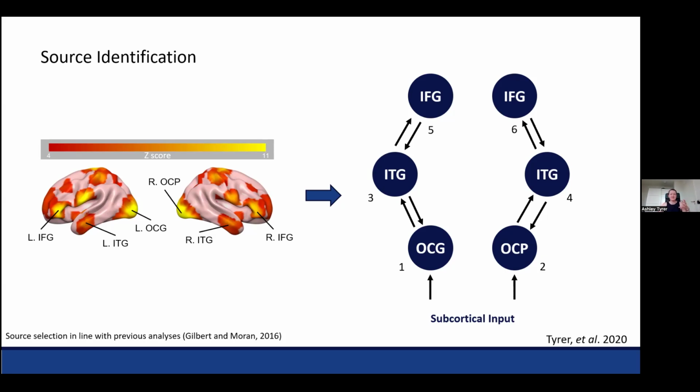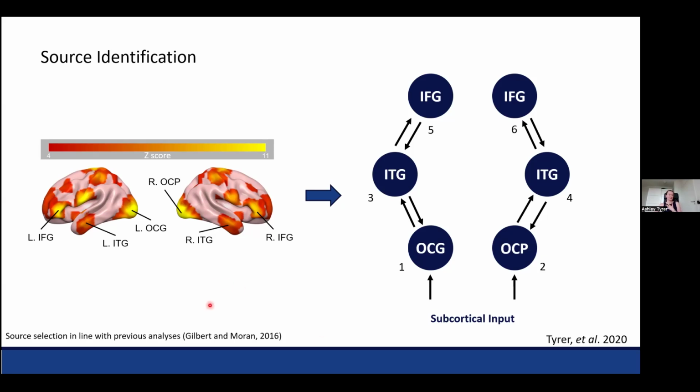So we identified 6 sources of activity based on this. It was both based on the 3D source reconstruction, but also based on the relevance to the task. Based on the previous literature, what regions of the brain would we expect to come up in this paradigm, and also previous analyses conducted by Jessica Gilbert and Rosalind Moran, who originally collected the data back in Virginia Tech in the US. So if I just get my laser pointer.